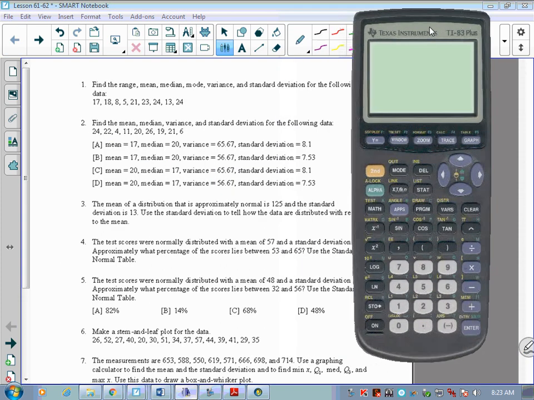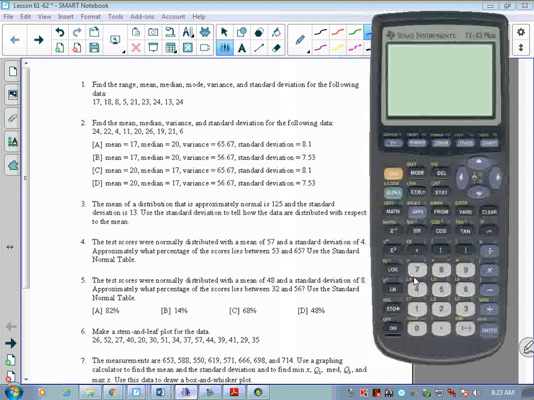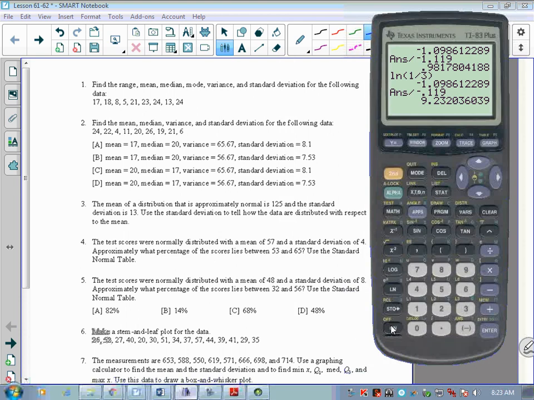Hopefully a lot of you guys already remember how to do this. How many of you remember how to plug all this data in and get it? Okay, so good. We're going to hit stat, which is going to give us our list. We're going to hit edit.